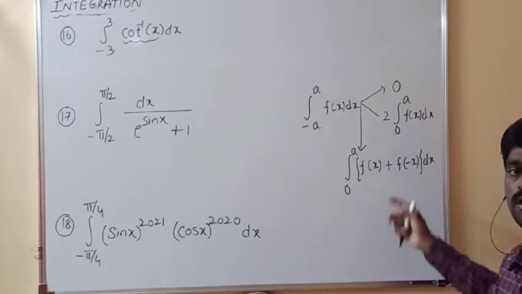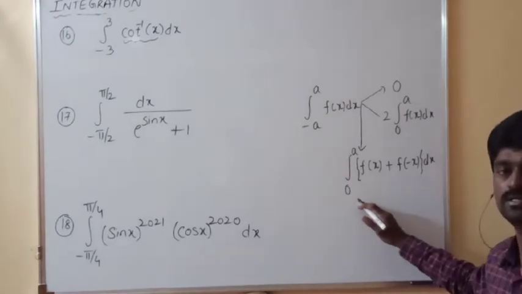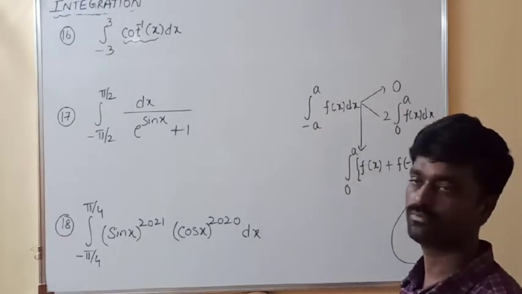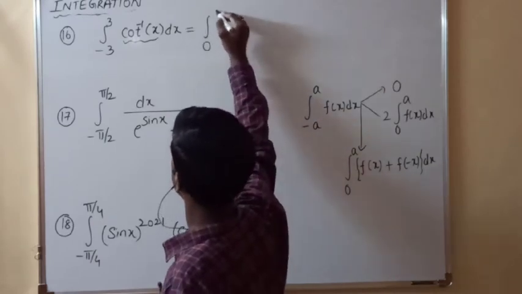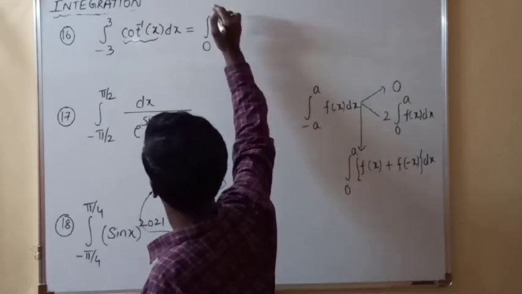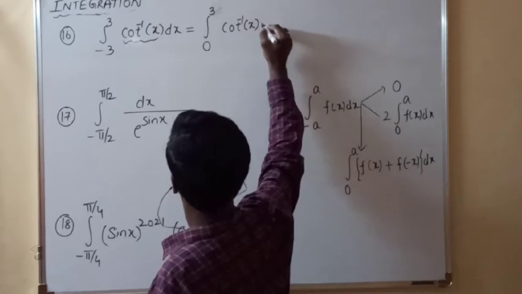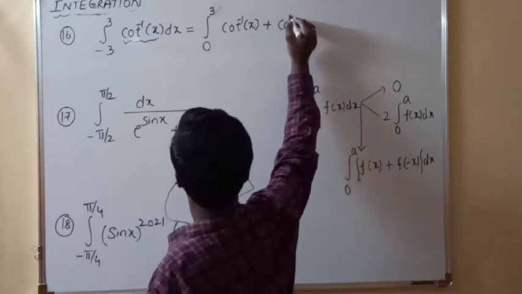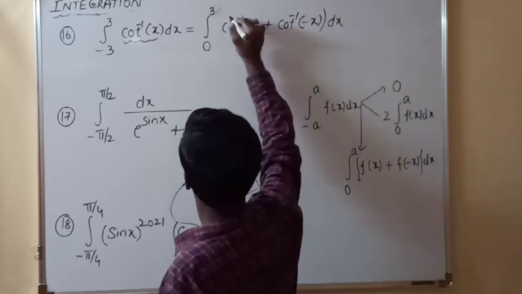What is the third option? Writing this given integral in the form of the integral from 0 to a of f of x plus f of minus x. So that means it is equal to the integral from 0 to a of f of x. So 0 to a means here what is the a value? 3. F of x means cot inverse of x, plus f of minus x means cot inverse of minus x into dx.